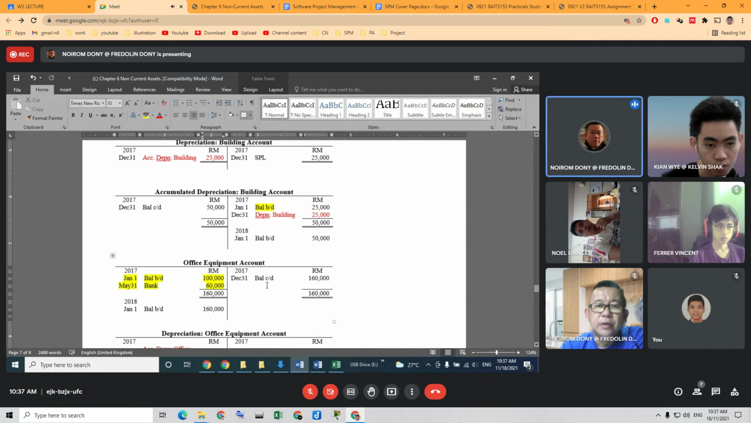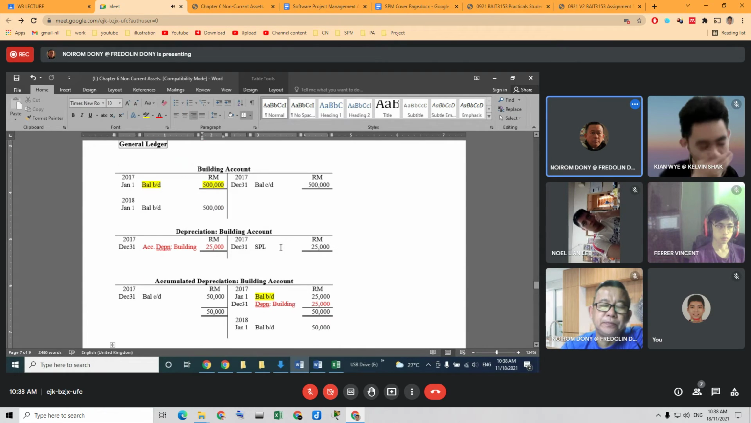Okay, so no more transaction on this is the capital expenditure we record in the asset. So now we record the depreciation. Referring to the journal entry just now, we debit depreciation. The first one is building. We debit depreciation 25,000 in the depreciation account, and we credit accumulated depreciation 25,000.